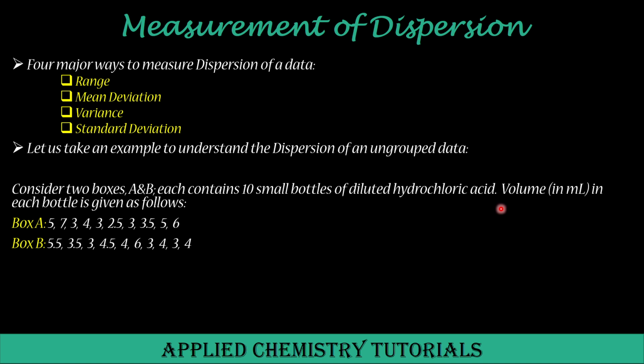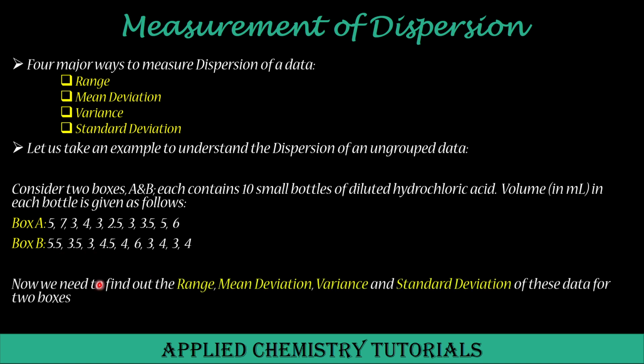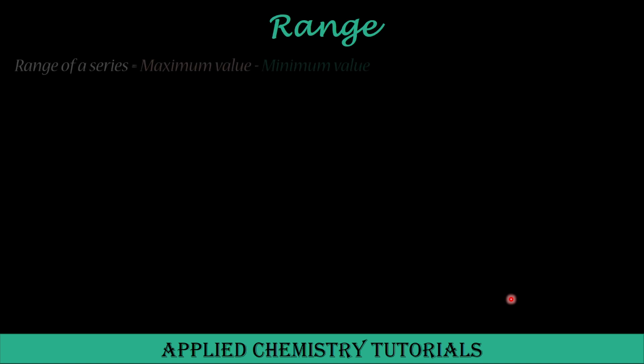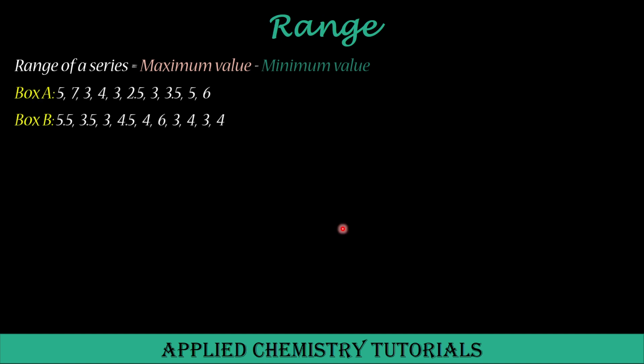Volume in milliliters in each bottle is given as follows: box A 5, 7, 3, etc. For box B 5.5, 3.5, 3, etc. Now we need to find out the range, mean deviation, variance and standard deviation of this data for the two boxes. Let us start with range. Range of a series can be given as maximum value minus minimum value. So for box A and box B, we can easily find out the maximum and minimum value.